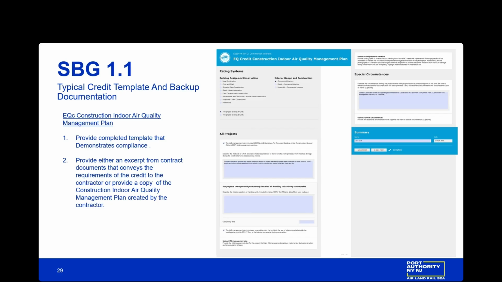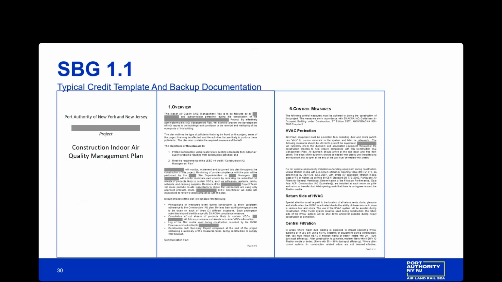So basically, a Division 1 LEED spec that requires this to be part of the project. This is an example of what an acceptable indoor construction air quality management plan, if that's the route that you would be submitting, would be. Again, it has to follow the SMACNA guidelines.